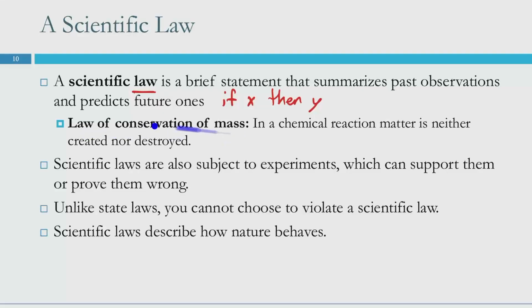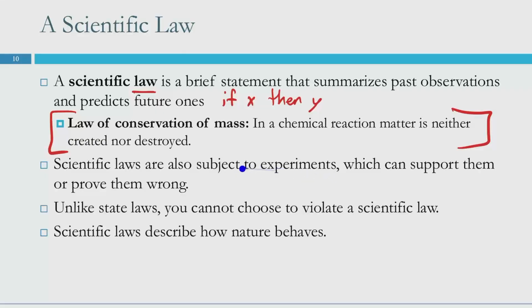So the law of conservation of mass, this is something that Antoine Lavoisier contributed to. In a chemical reaction, matter is neither created nor destroyed. So before he burned the stuff in his little apparatus, and after he burned the stuff, the mass was the same. We weren't creating new matter, the mass didn't go up. We weren't destroying matter, the mass didn't go down. We were just jumbling it around, rearranging it.